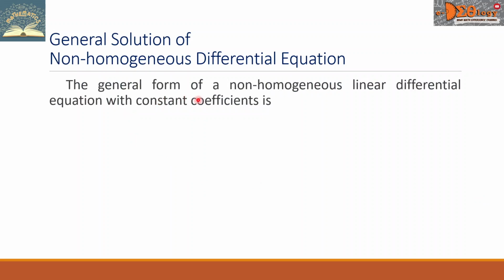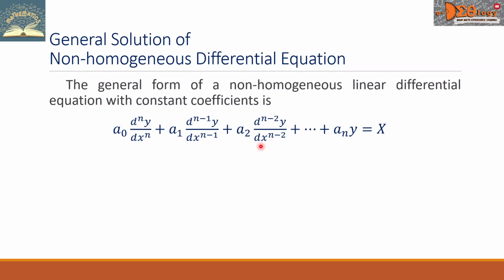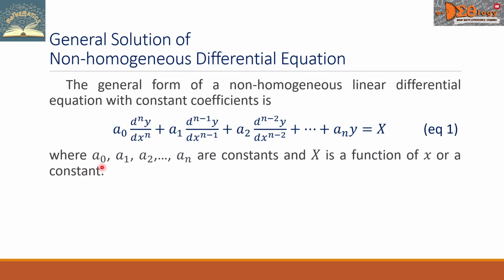The general form of a non-homogeneous linear differential equation with constant coefficients is given here. We consider this to be equation 1, where a sub 0, a sub 1, a sub 2, up to a sub n are constants, and capital X is a function of x or a constant. Also, capital X is not equal to 0.